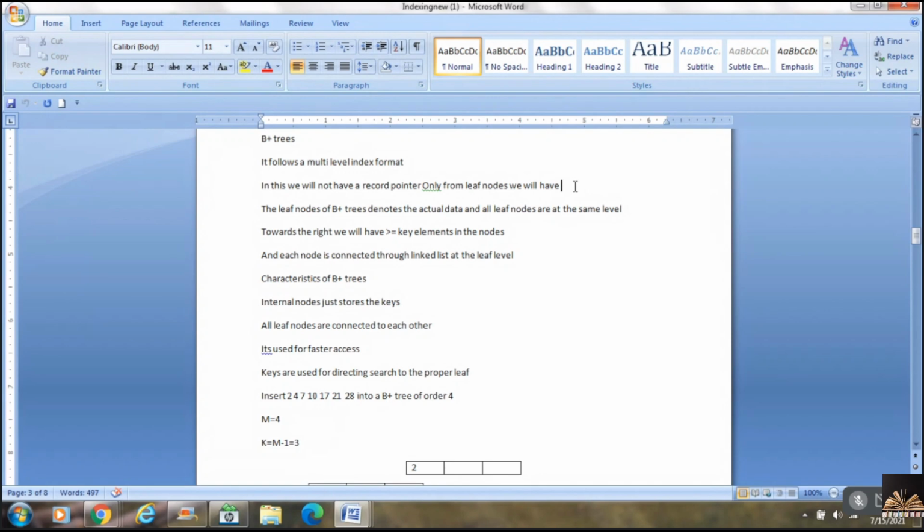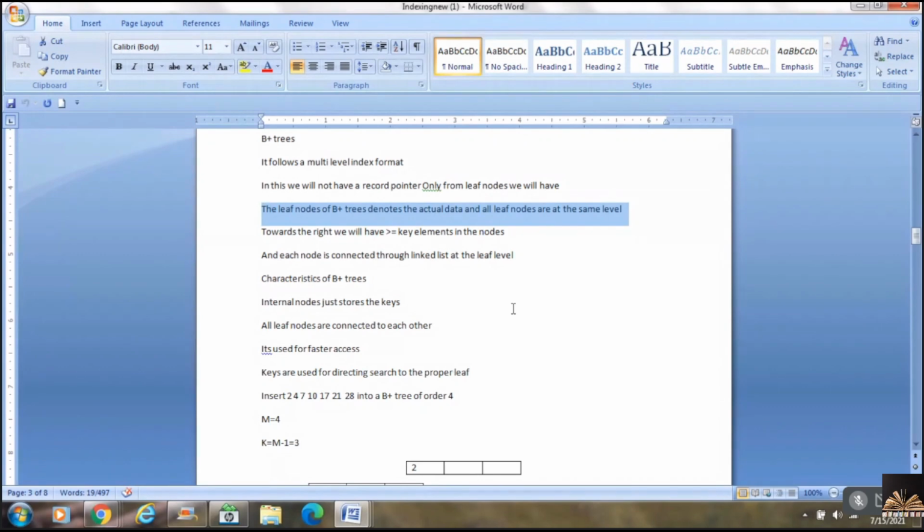Okay, so each intermediate node would be a record pointer, but only leaf nodes will have the concept of data. Okay, that is what I've been telling here. The leaf nodes of the B plus tree denote the actual data, and all the leaf nodes are at the same level. So leaf nodes are something which will not have any children. Leaf nodes have no children.